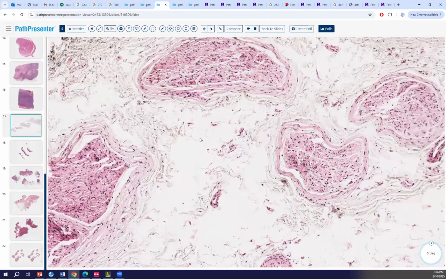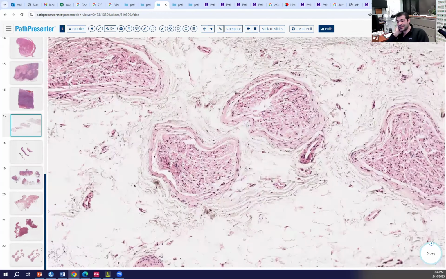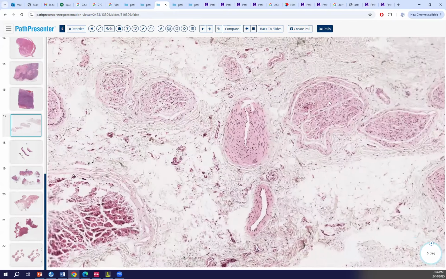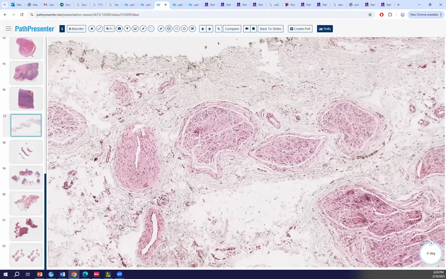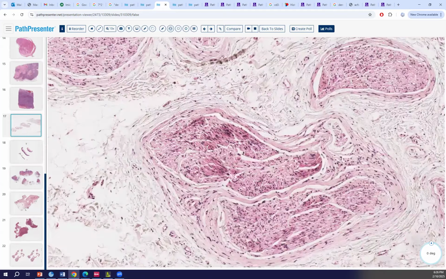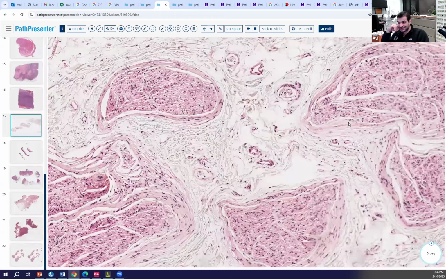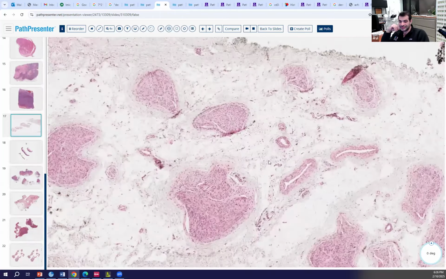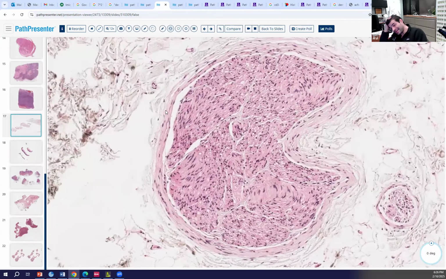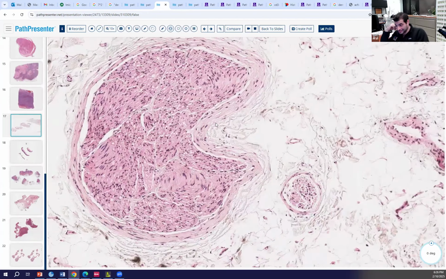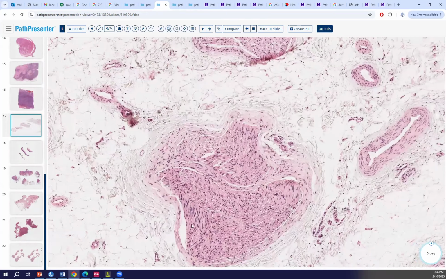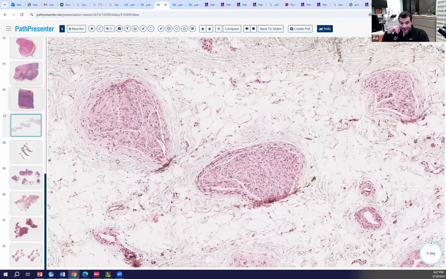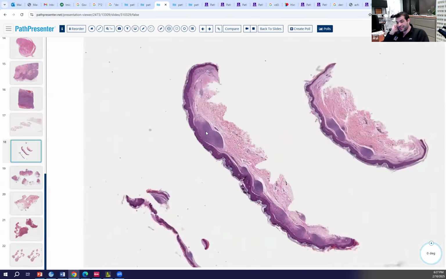Looks encapsulated. It's the nerves. The nerve, yeah. Nerve bundles haphazardly arranged. Disorganized. Not much else to it. Like it isn't a legit nerve bundle. This sclerosing perineurioma. So you think this is a sclerosing perineurioma? Well, that's very interesting. What do you think this is?